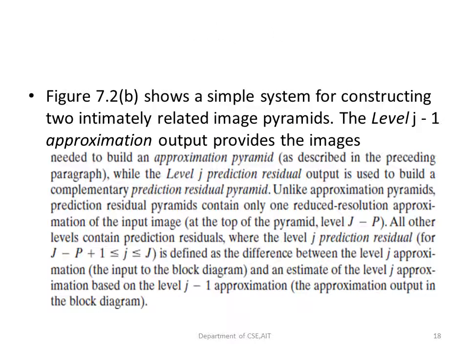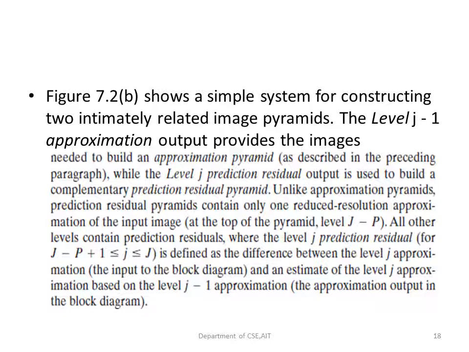Figure 7.2b shows a simple system for constructing two intimately related image pyramids. The level J minus 1 approximation output gives us the images needed to build an approximation pyramid, while the level J prediction residual output is used to build a complementary prediction residual pyramid.